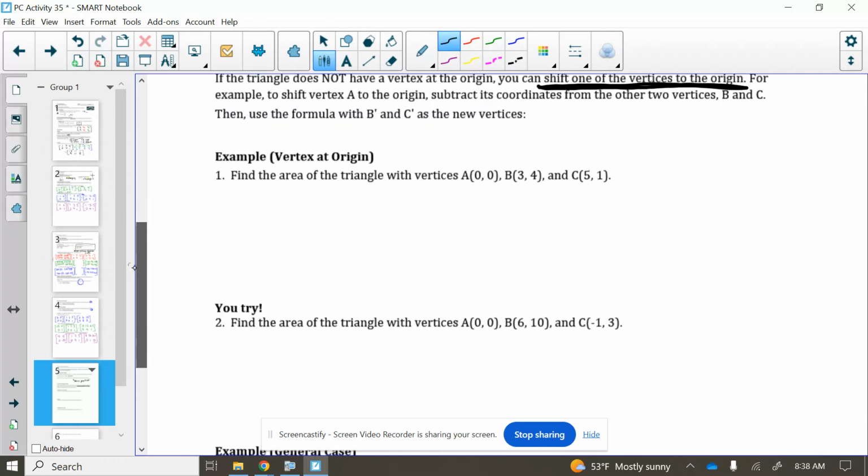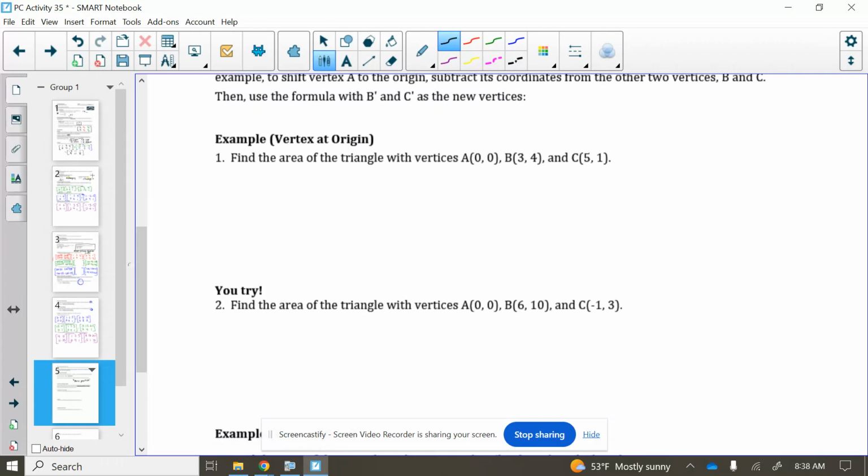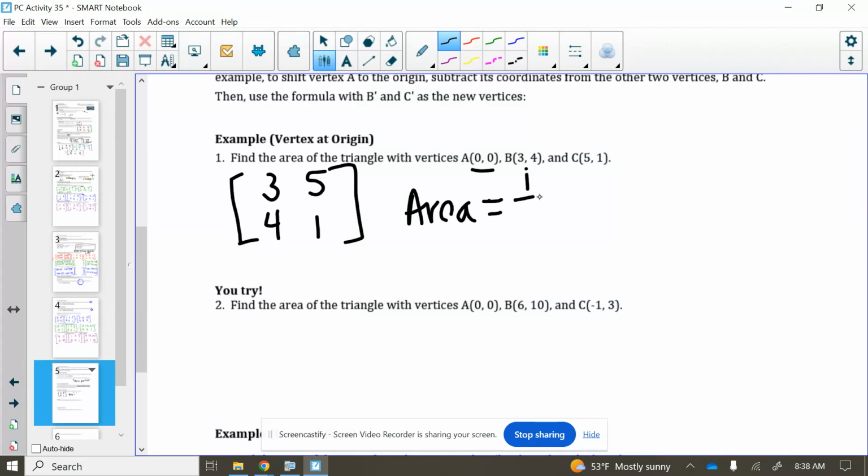So again, if you have a triangle who has 3 vertices and notice one of them is at the origin, you're going to use the other 2 vertices and we're going to set up our little column matrix. We have 3, 4, and then 5, 1. And then in order to find the area, we're going to take 1/2 the absolute value of that determinant value.